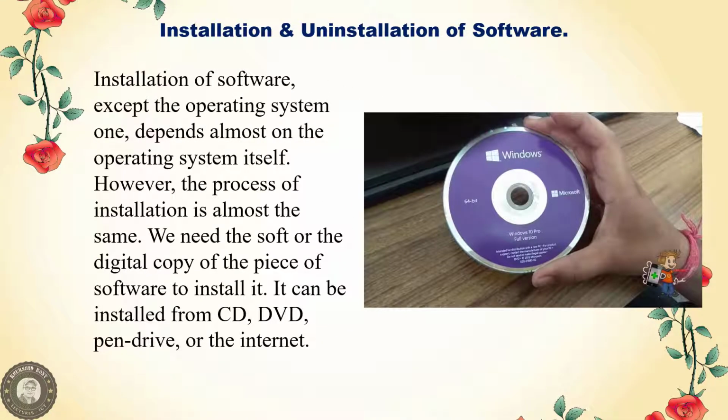Installation of software, except the operating system one, depends almost on the operating system itself. However, the process of installation is almost the same. We need the soft or digital copy of the piece of software to install it. It can be installed from CD, DVD, pen drive, or the internet.